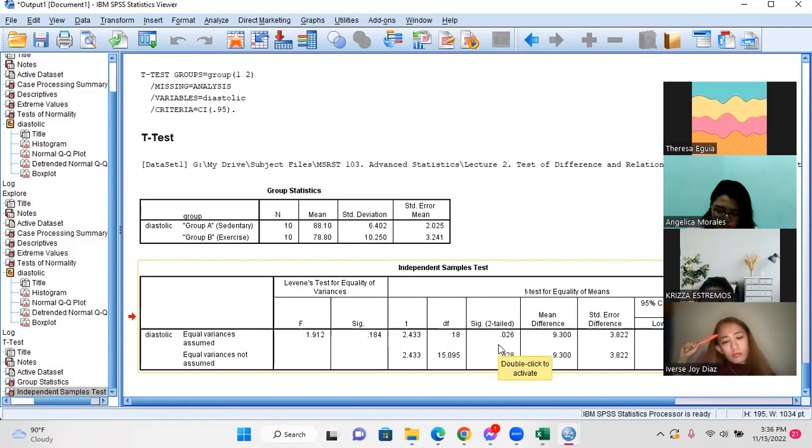So, yun ang independent t-test. Gina-compare kung sino ang mas mataas na blood pressure, ang nag-e-exercise ba o ang hindi nag-e-exercise. So, it was found out na talagang mababa ang blood pressure sa mga nag-e-exercise. Ganon.